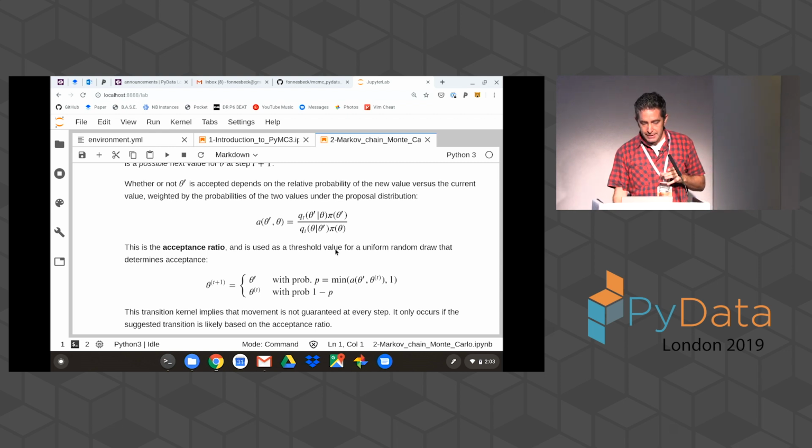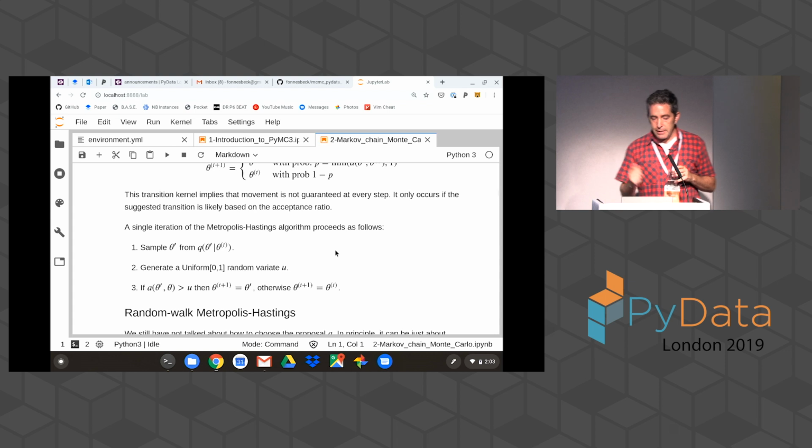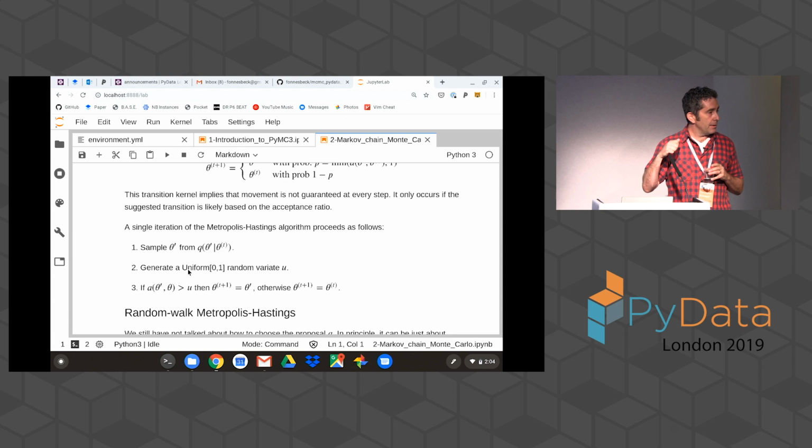Okay? So we have this acceptance ratio here. So the algorithm, again, just as I said before: have some theta prime, some candidate, generate a uniform random number. If it's less than that ratio, we accept it. Otherwise, we reject it.